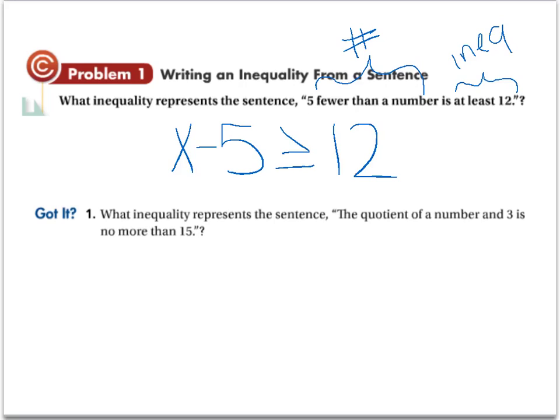The quotient of a number and 3 is no more than 15. So this part right here, the quotient of a number and 3, that's talking about our number. No more than 15, that is talking about our inequality.